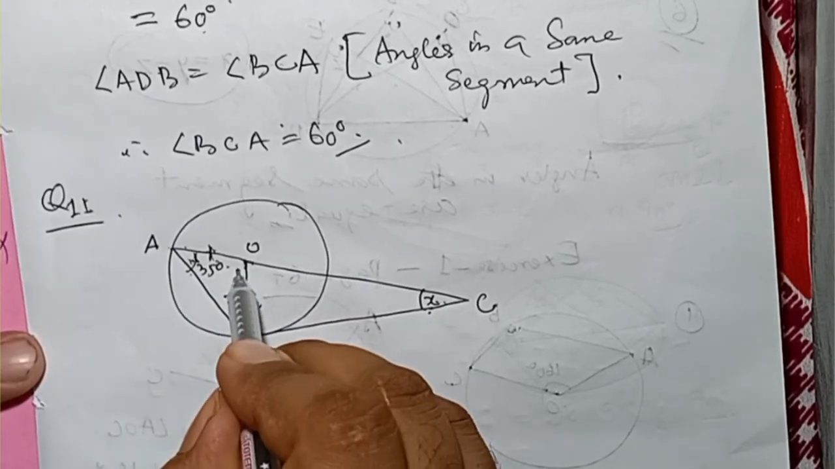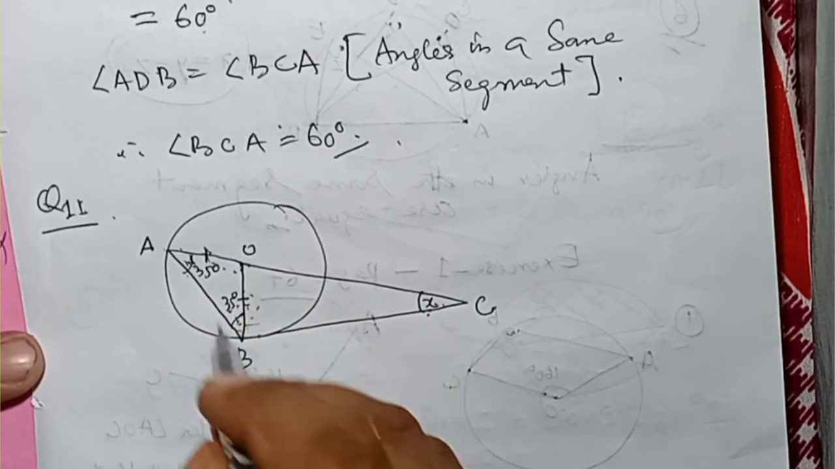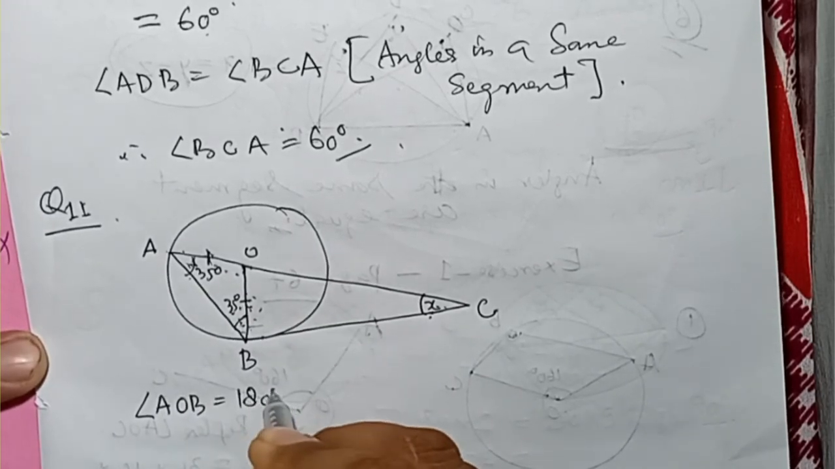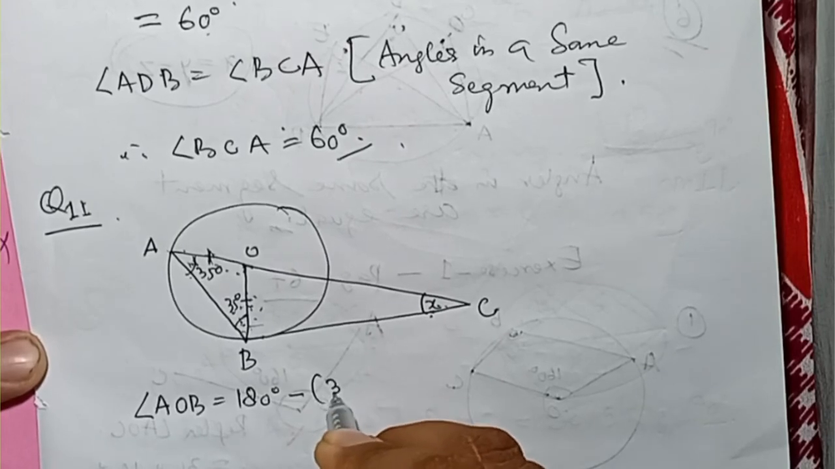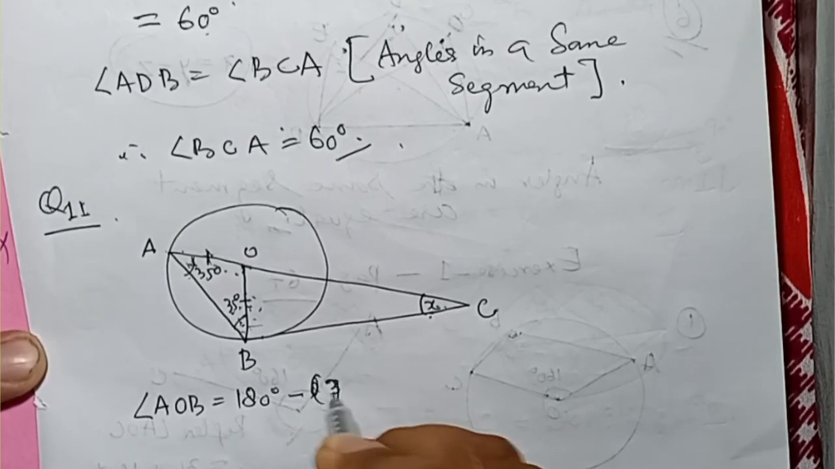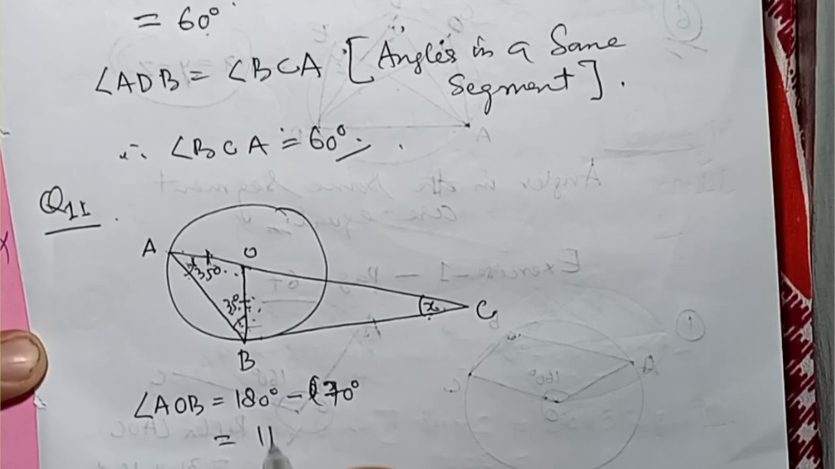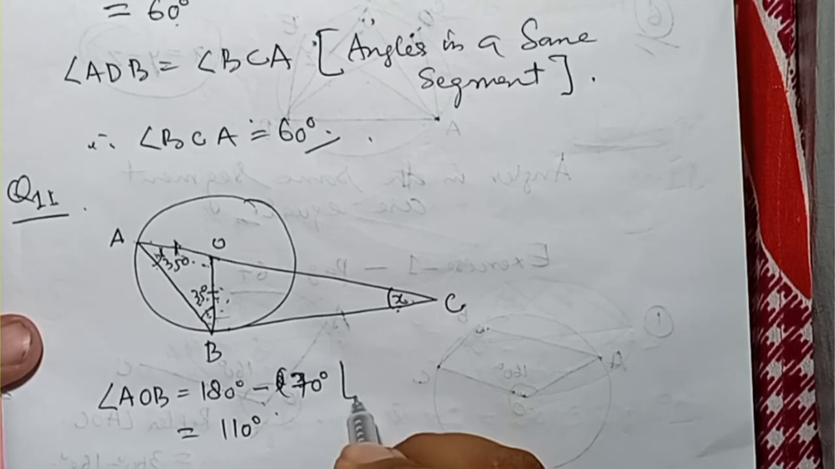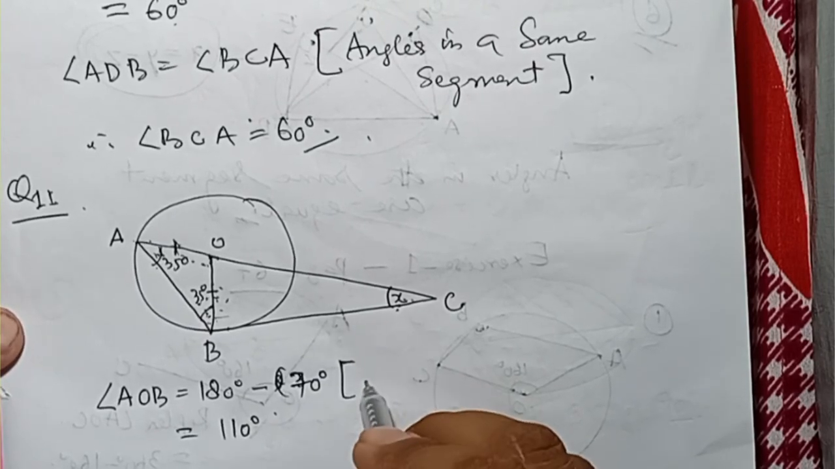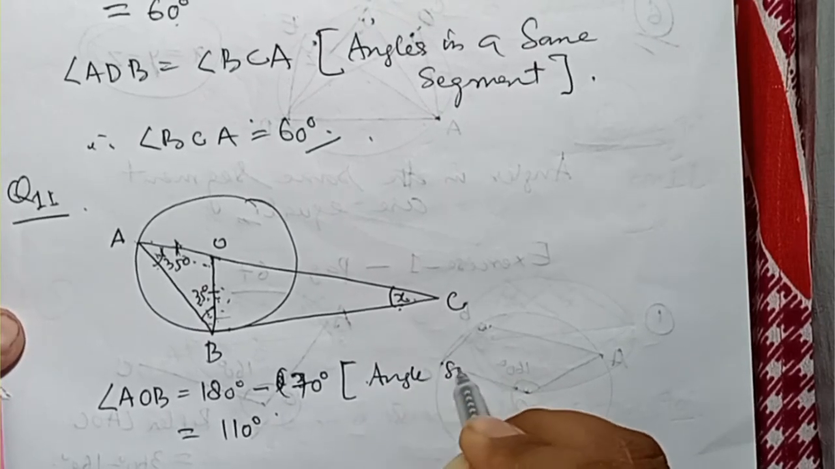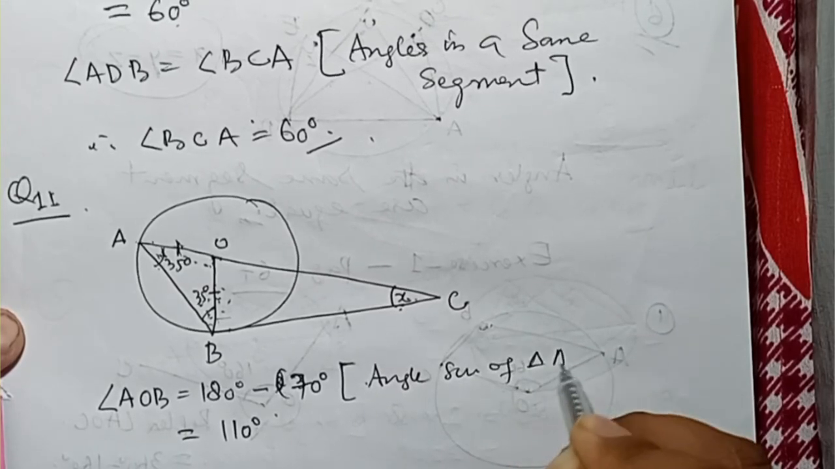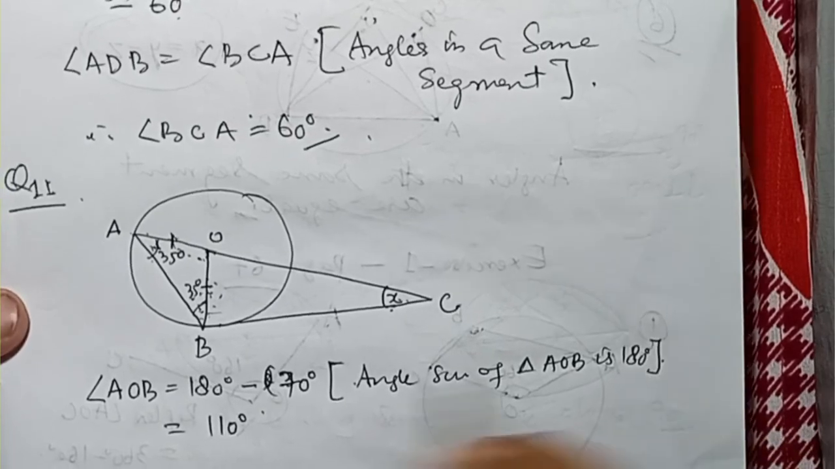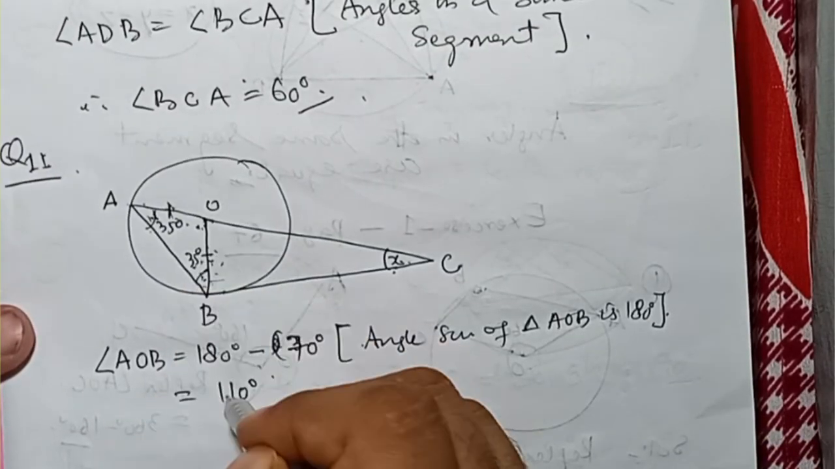And now I will find this angle. How? Angle AOB is equal to 180 degree minus 35 plus 35, that is directly 70 degree, which is equal to 110 degree. So this angle is 110 degree. Directly I can write the angle sum of triangle AOB is 180 degree. I have used this. Now this angle is 110.